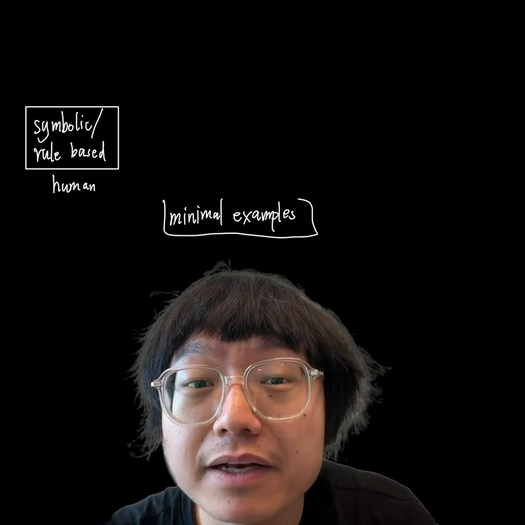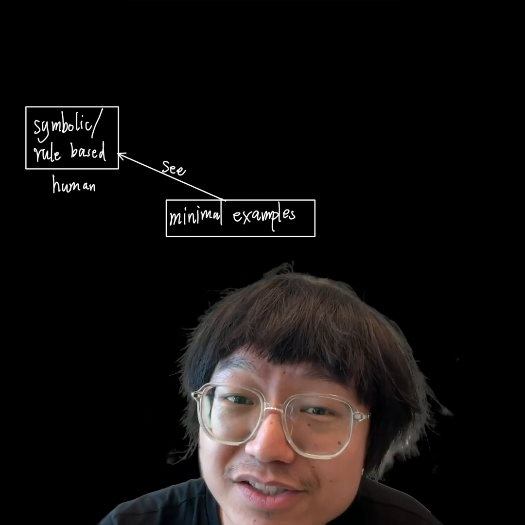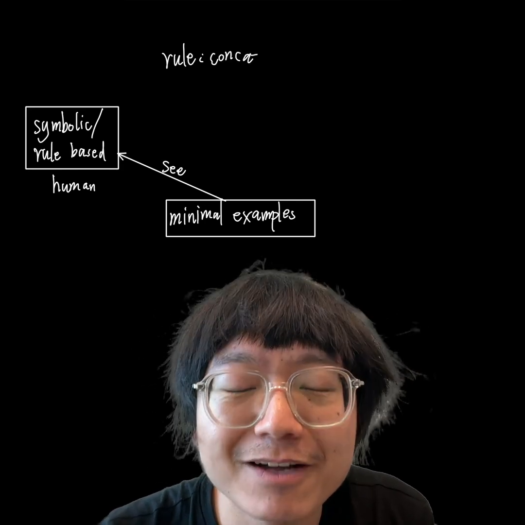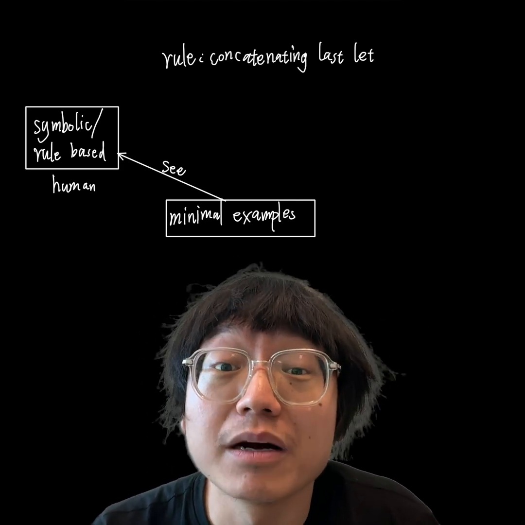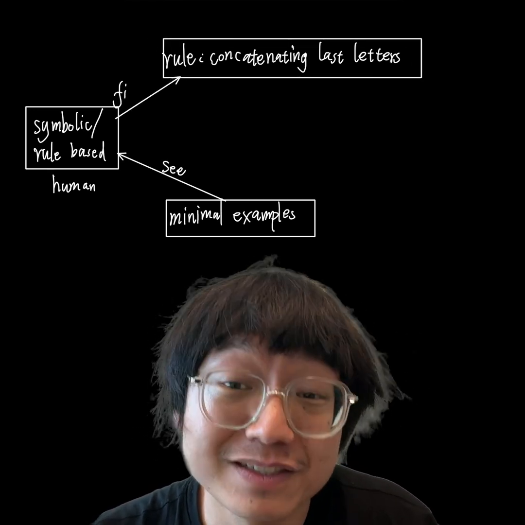In contrast, a human can figure out the rule for concatenating the last letters after seeing just one or two examples. This type of learning is more symbolic or rule-based. It does not depend on vast amounts of data. It relies on generalization from minimal examples rather than brute-force pattern recognition. This is the symbolic approach, which is why AI should learn with just a few examples.